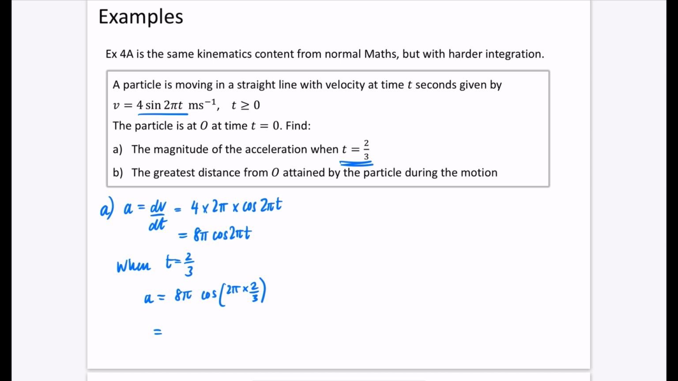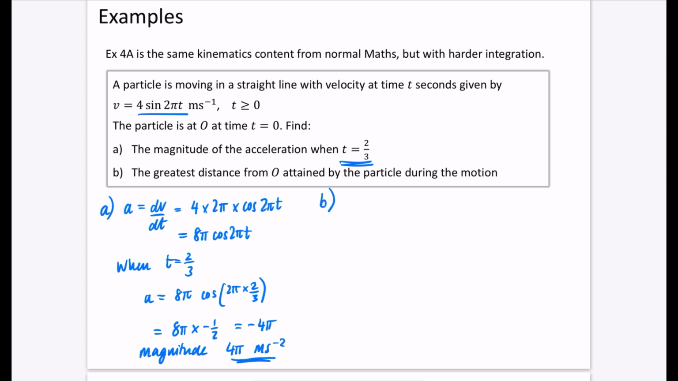I'll do the cos of this, which is 4 pi over 3. So I will do the cos of 4 pi over 3, which is minus a half. So it's 8 pi multiplied by minus a half, which is minus 4 pi. Because they asked for the magnitude, we can just ignore the fact that it's a deceleration. So we can say it's a magnitude of 4 pi meters per second squared for part A of the question.